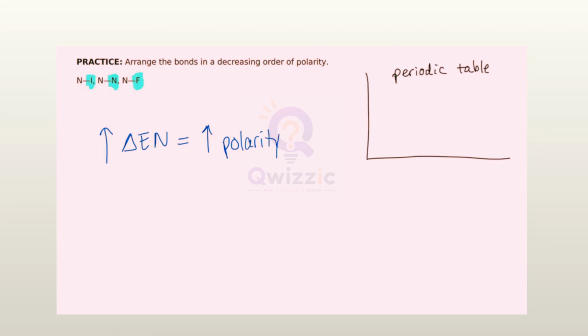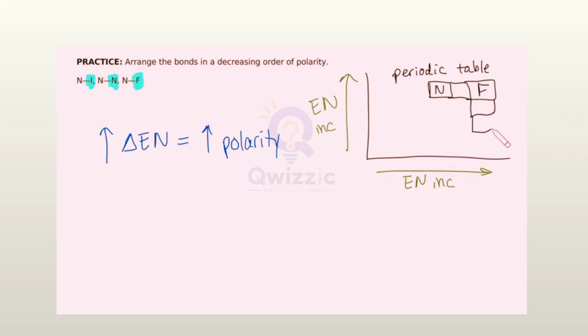So let's look at their location on the periodic table. We know our trends on the periodic table for electronegativity. It generally increases going up a group and generally increases going across a period from left to right. So in our first period, the leftmost atom in this bunch here is nitrogen. Then one element away we have fluorine. And then in the same group as fluorine, just a few periods down, we have iodine.